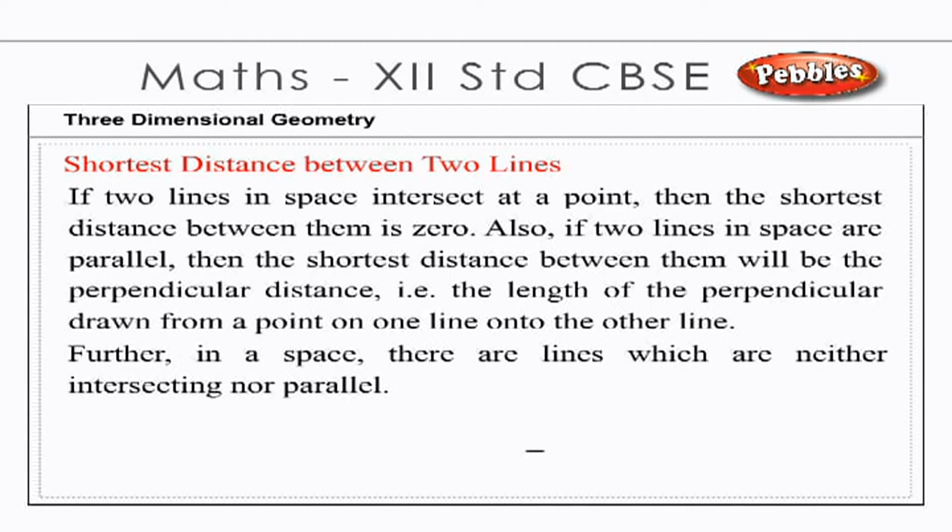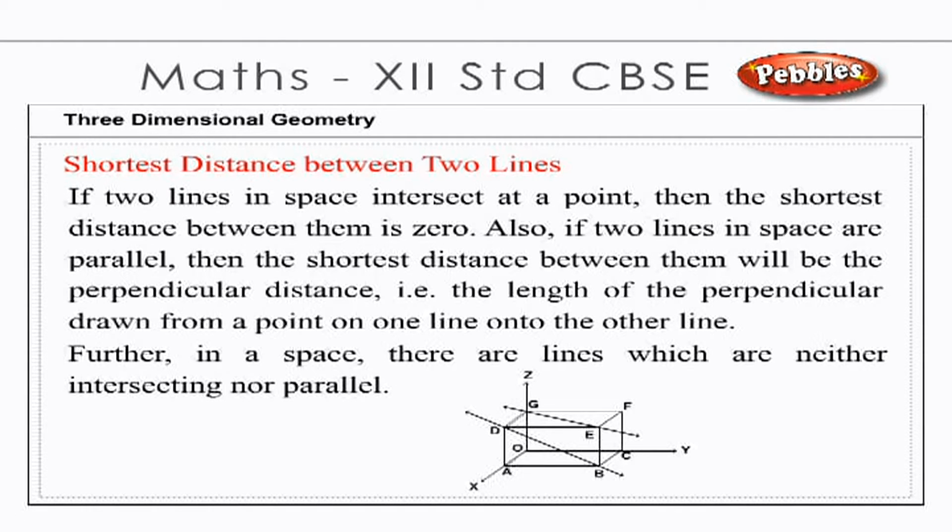Shortest distance between two lines. If two lines in space intersect at a point, then the shortest distance between them is 0. Also, if two lines in space are parallel, then the shortest distance between them will be the perpendicular distance, that is, the length of the perpendicular drawn from a point on one line onto the other line.